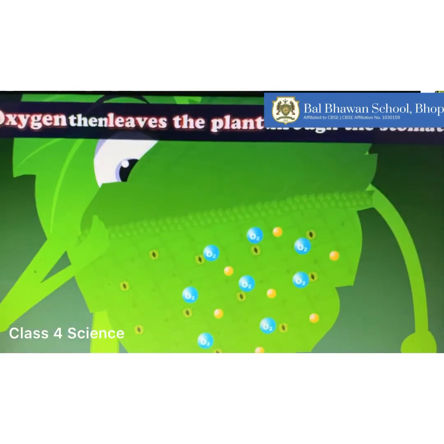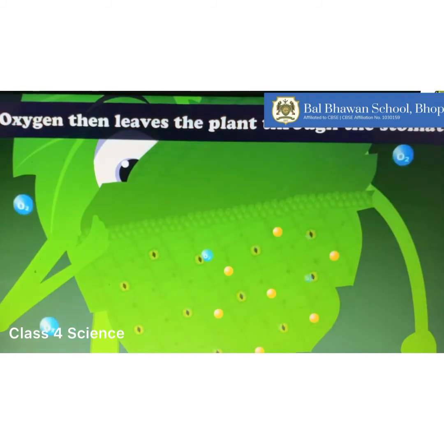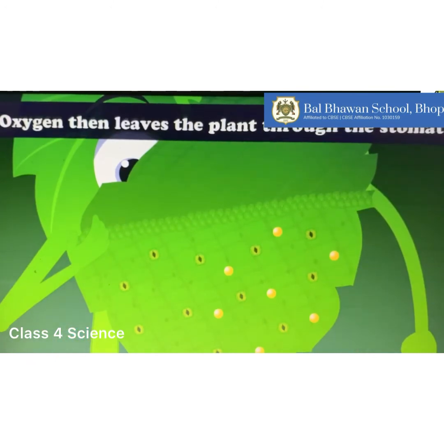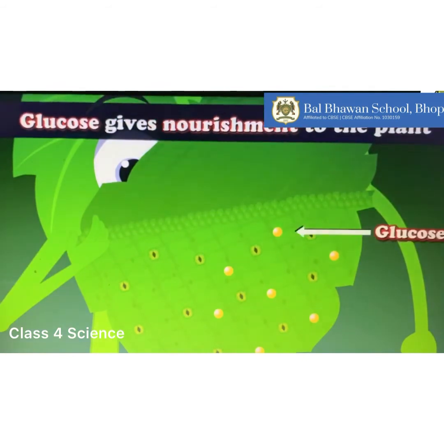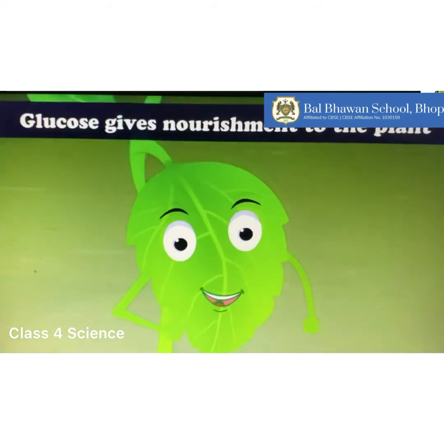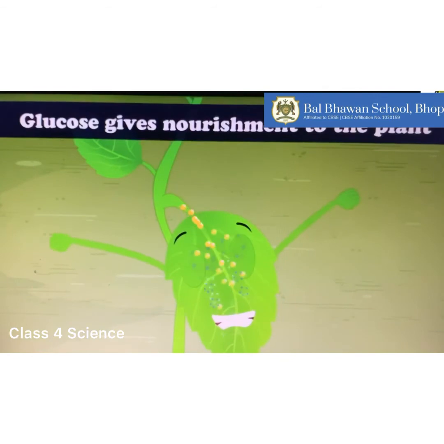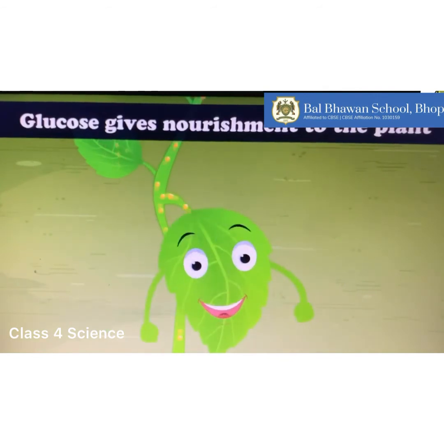So oxygen then leaves the plant through the stomata. So children, you remember carbon dioxide being taken in through the stomata and oxygen being released after the process of photosynthesis. Glucose gives nourishment to the plant. Glucose is the food prepared by the plant and it gives nourishment to the plant.